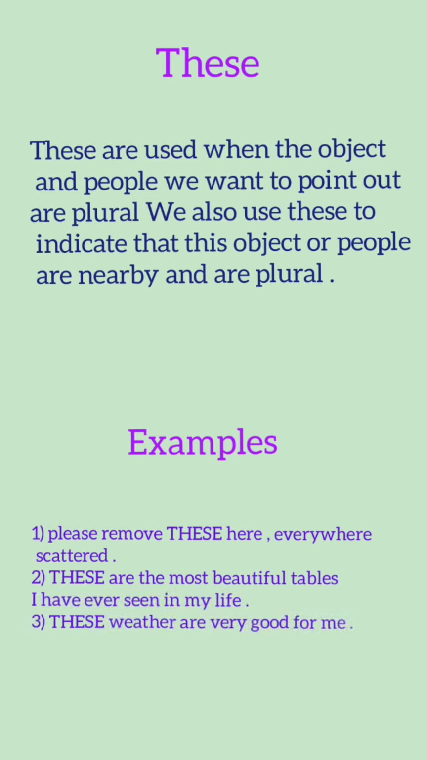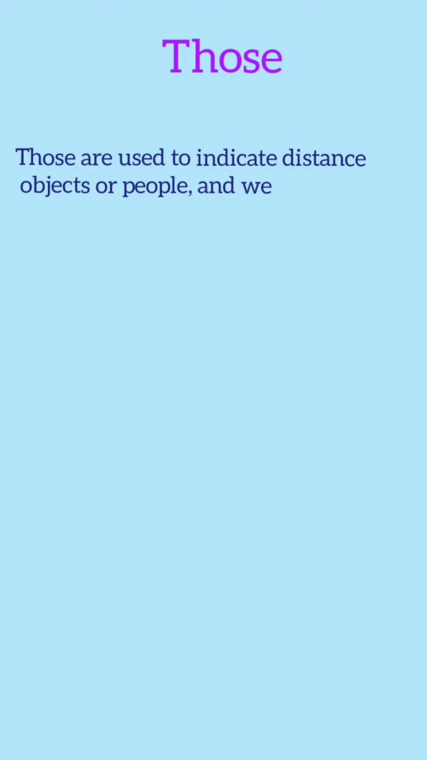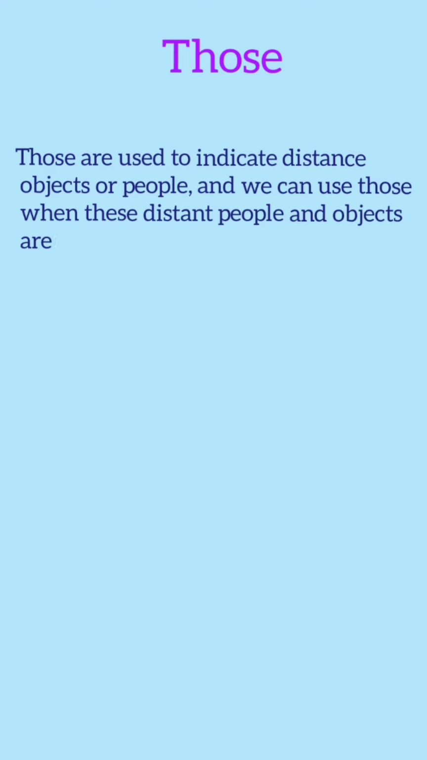3. These weather are very good for me. Those are used to indicate distant objects or people, and we can use those when these distant people and objects are in the plural state.